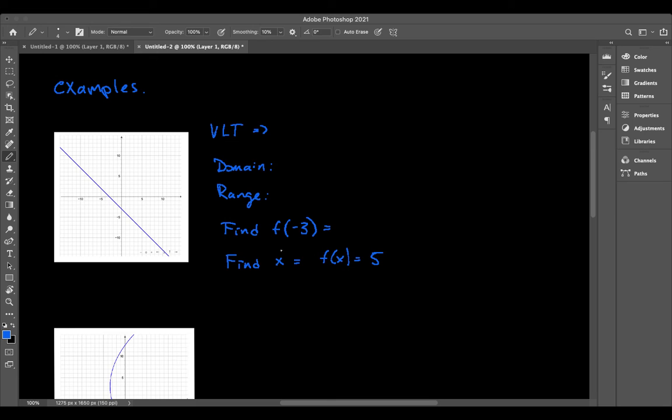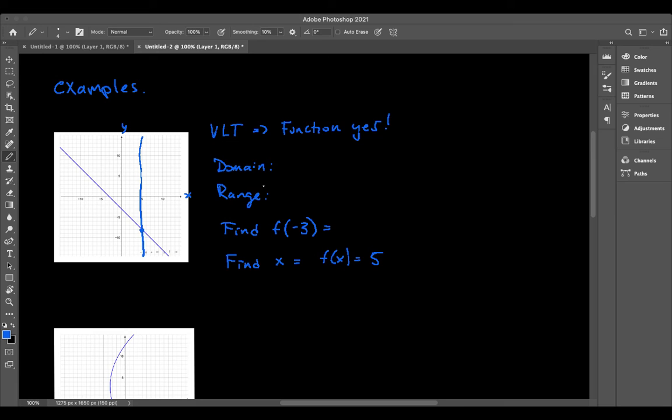So first thing is do the vertical line test. Remember we said make a vertical line that's parallel to the y-axis. It's the y, it's the x. Make my vertical line going all the way down. It touches once. So this is a function. Okay, that's the easy part.